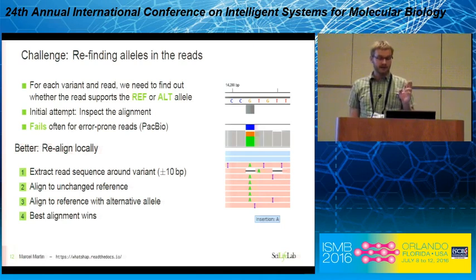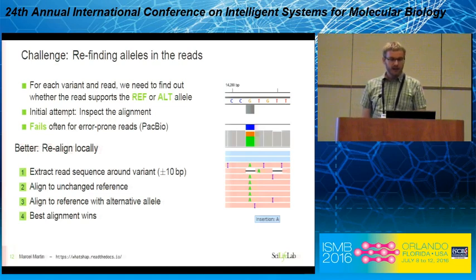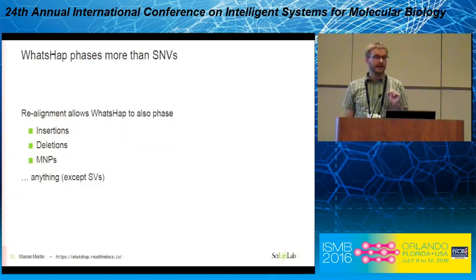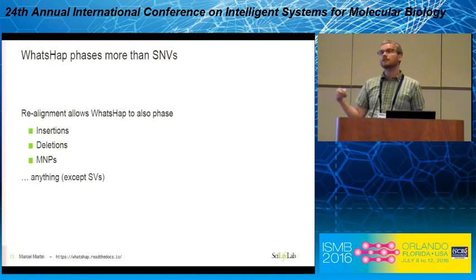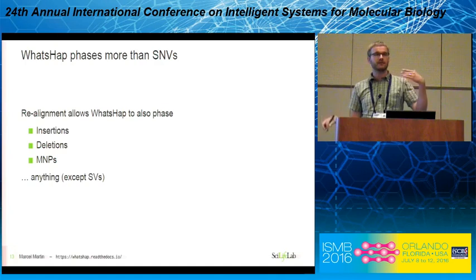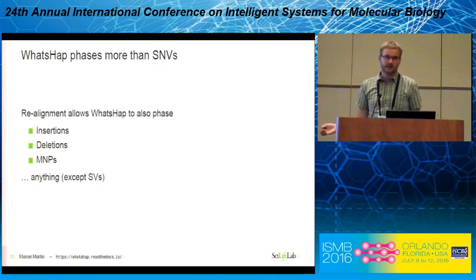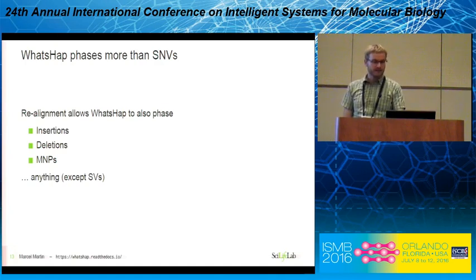And it turns out that this really improves our results on PacBio. But it also gives us something else, because we can use the same technique to actually detect and therefore also phase not only SNVs, but also insertions, deletions, and MNPs, and basically anything that can be stored in a VCF file, except for structural variations. So this is really something that not many other tools can do as well.